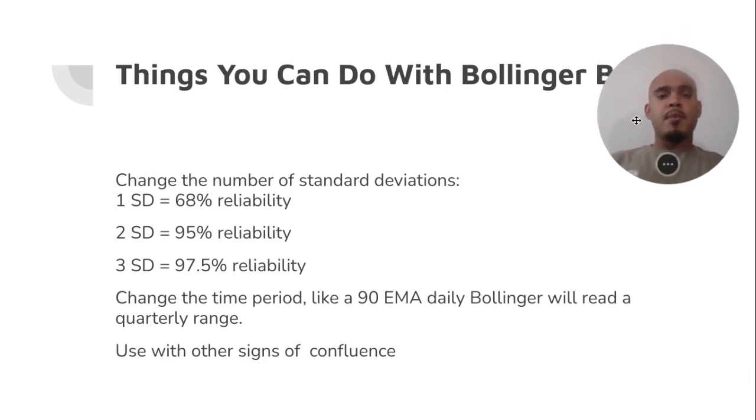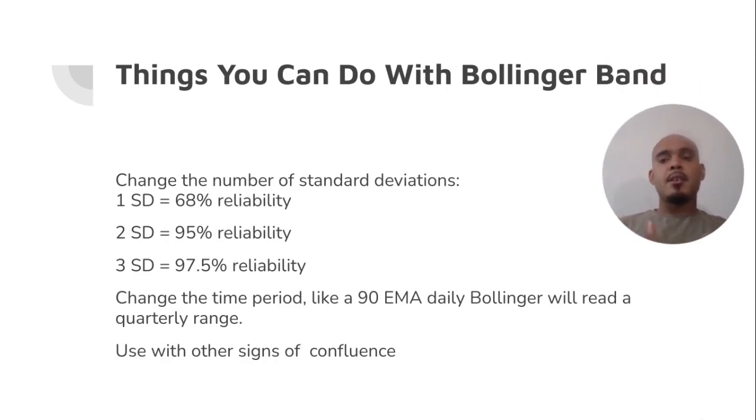We can change the number of standard deviations. So we can set it at one standard deviation, two standard deviations, three standard deviations. You go into the settings of the Bollinger Band and do that. It tells you the reliability that price will be contained in those two Bollinger Bands. You can also change the time period. You can make a 90 EMA Bollinger Band for reading a quarterly range. Actually, I would make it more like 64.